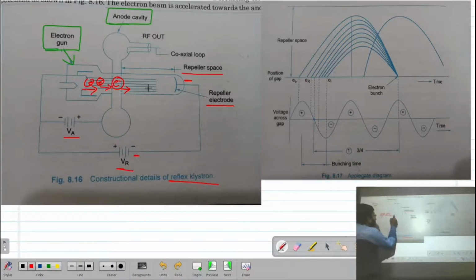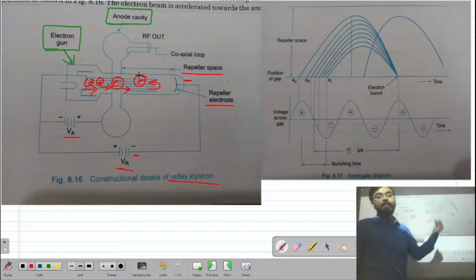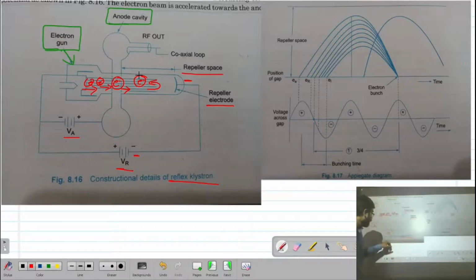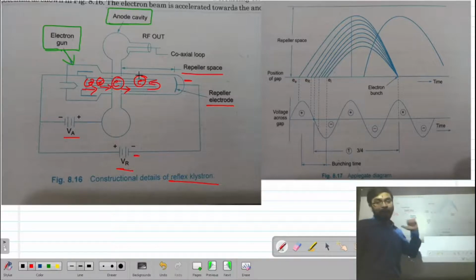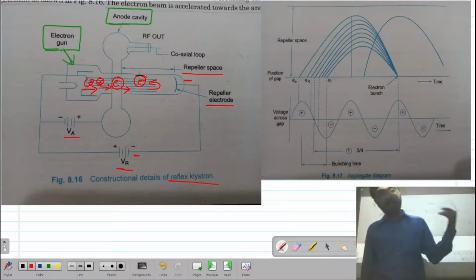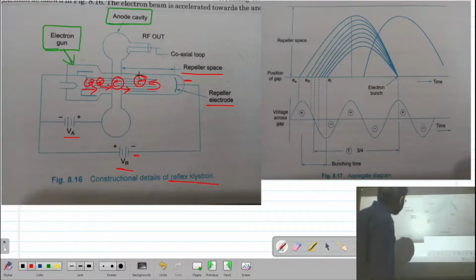The electrons coming from over here will be reflected, or repelled back. This is done with respect to the VR potential. The potential given with VR is responsible for the repelling, or reflection, of the electrons. The electrons will come back.